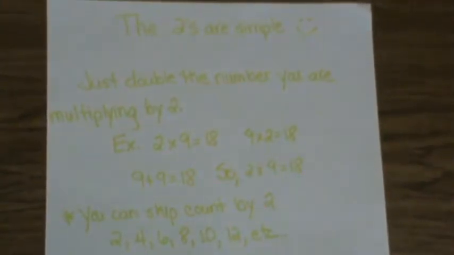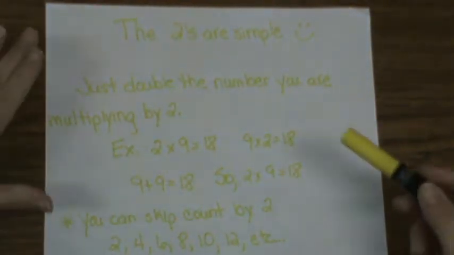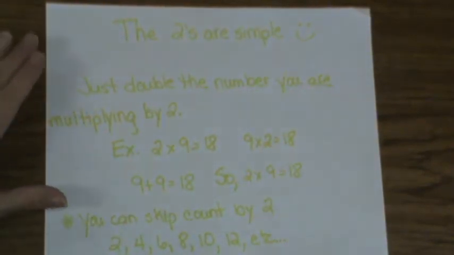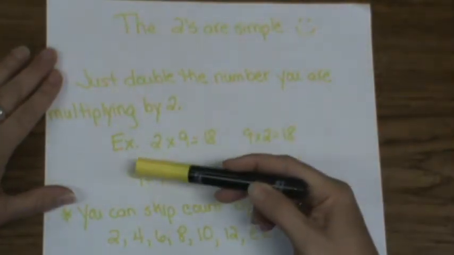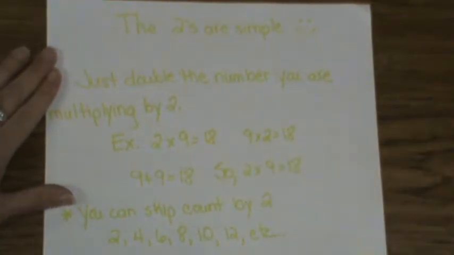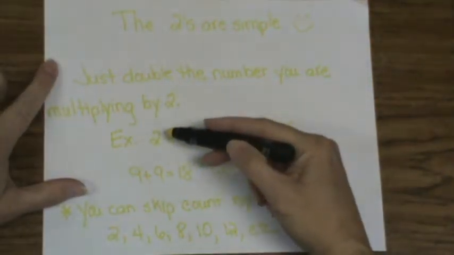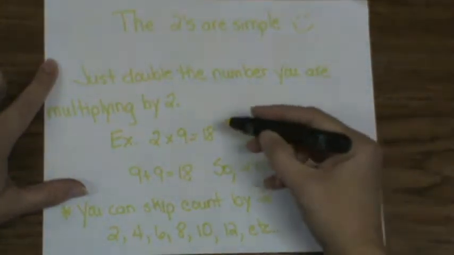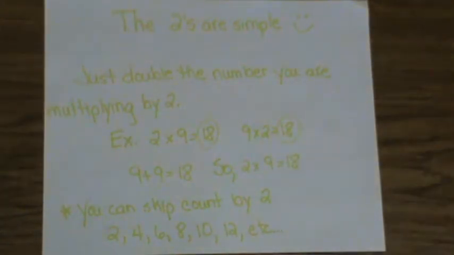Moving on to the 2's. The 2's are pretty simple too, because you can just skip count by 2's or just double the number that you're multiplying by 2. So if I'm going to multiply 2 times 9, I'm going to get 18 because I know that 9 plus 9 is 18. So 2 times 9 is 18. And up here you can see, again, I have flipped the order of my factors, 2 and 9, and I've got 9 times 2 equals 18 because, again, it doesn't matter the order of the factors. I'm going to get the same product each time.